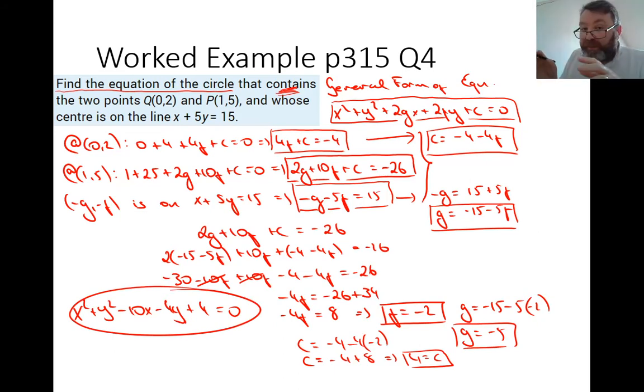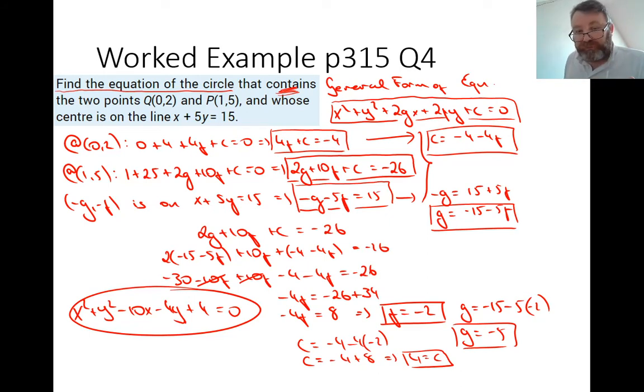Notice it's all algebra and coordinate geometry of the line. What did we do with the points that were on the circle? We put them into the general form of the circle. What did we get when we did that? Equations in f, g, and c. What did we do with the point that was on the line? We put the point into the line. What did we end up with?